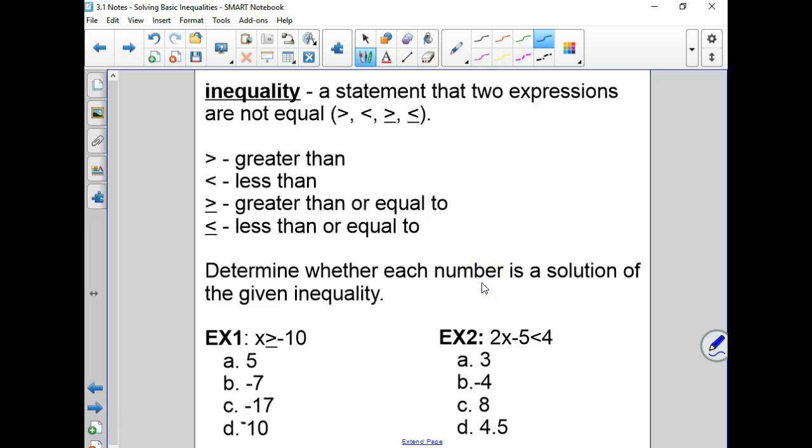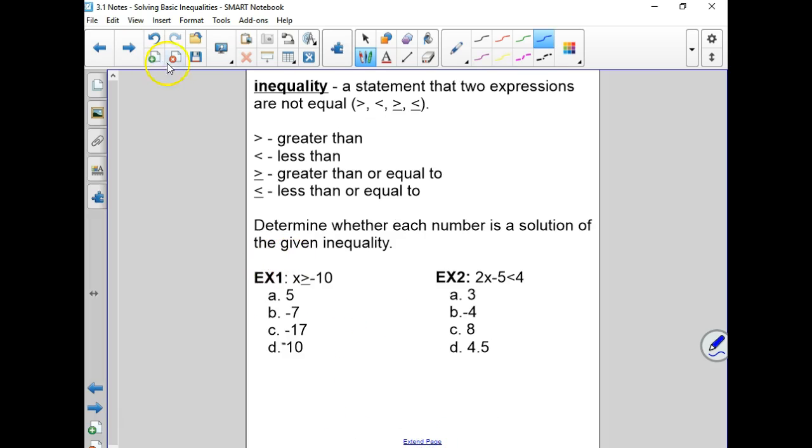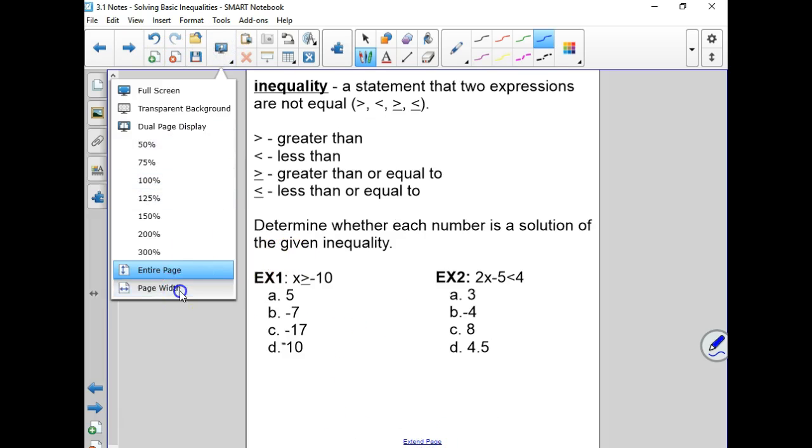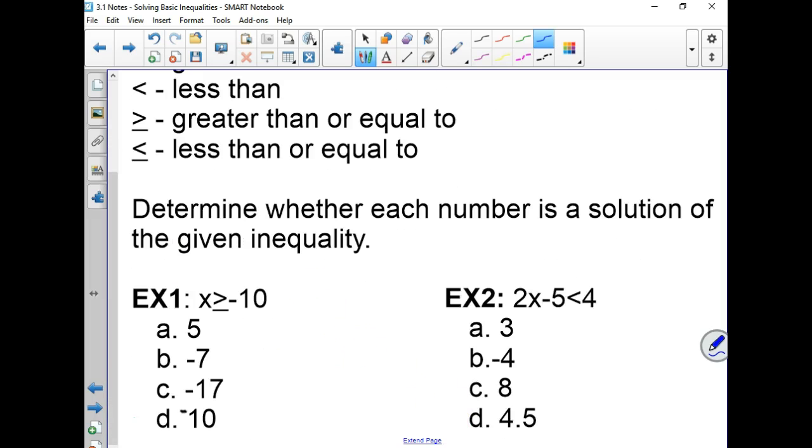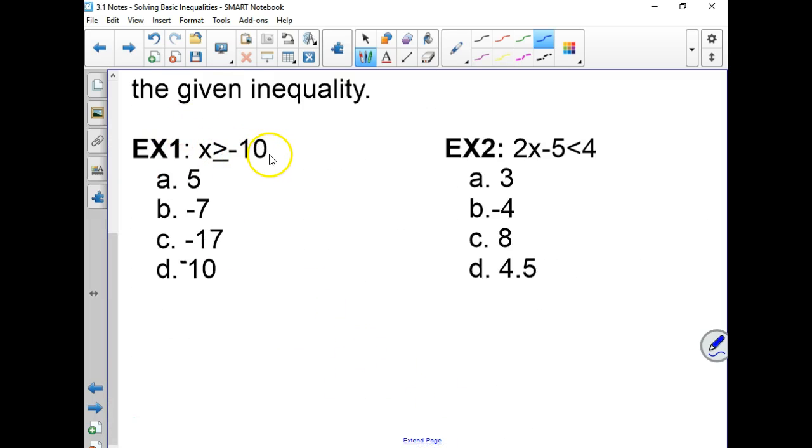The first thing we'll look at is how to determine whether or not something is a solution to an inequality. So, for example 1 here, we see that we have x is greater than or equal to negative 10. For each one of these a, b, c, and d, we want to know which ones are a solution. So, we're just plugging that number in where the x is. So, 5 is greater than or equal to negative 10. That is correct. So, that is a solution.